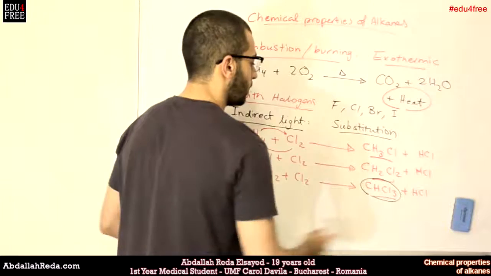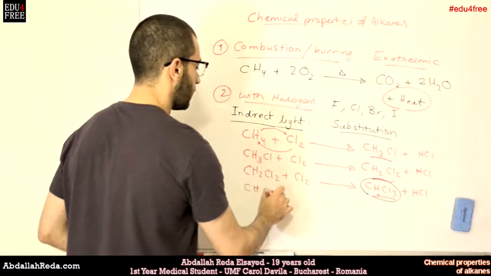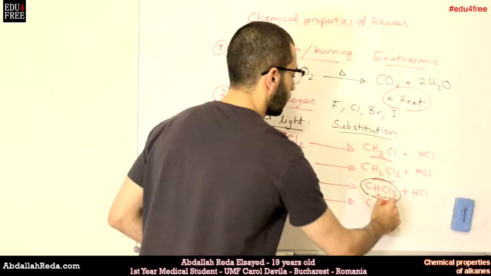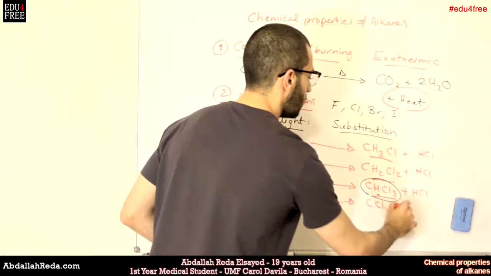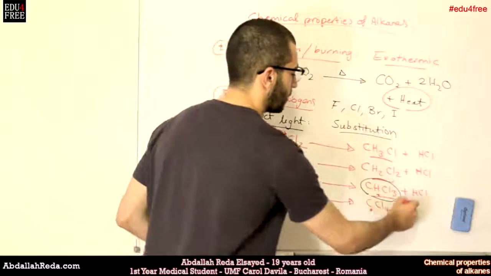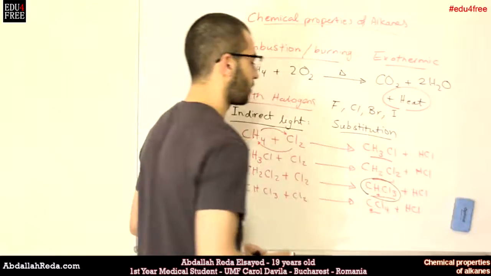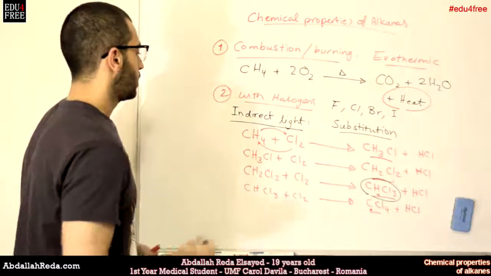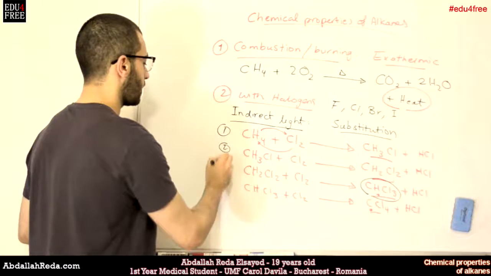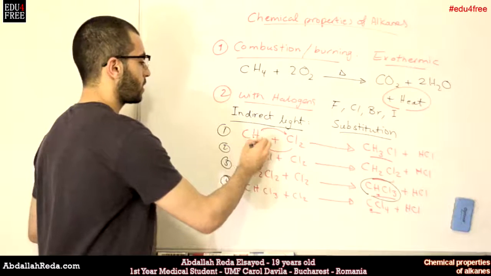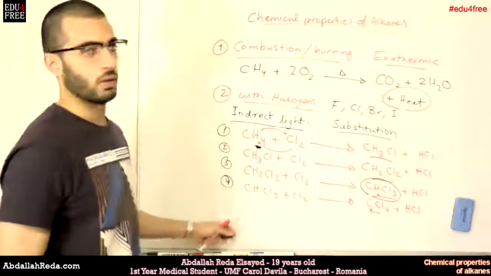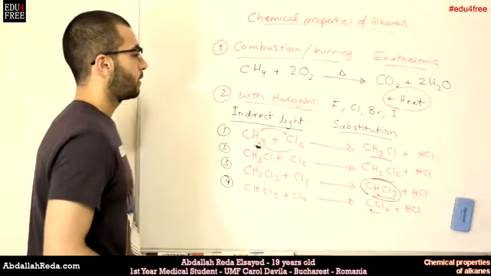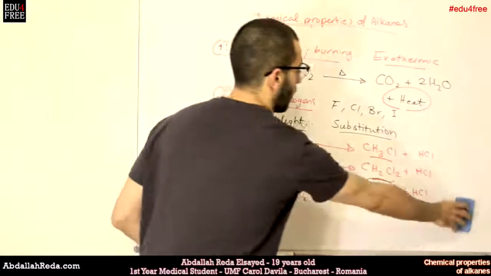For the final hydrogen, we will have CHCl3 plus Cl2, again in the presence of indirect light, and we will have tetrachloromethane, or carbon tetrachloride, because we just have carbon here. Obviously, this reaction is carried out in 4 steps, because in the initial step we had 4 hydrogens, so in order to substitute all of them, we'll have 4 steps. So this is the substitution reaction that the alkanes carry out with halogens.